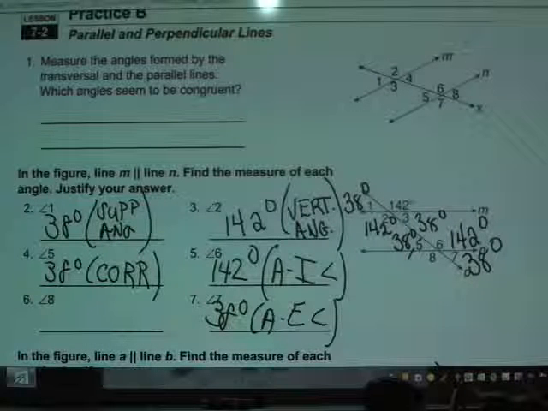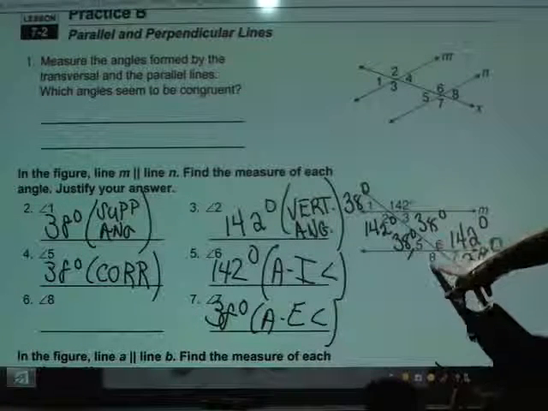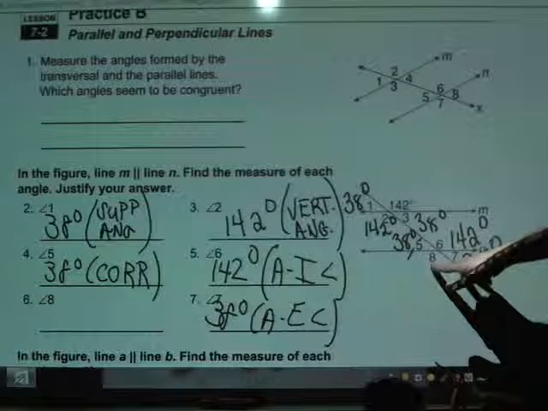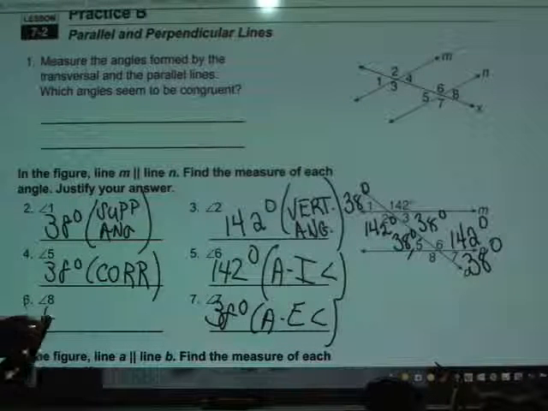Number 8, there's a lot of ways we can get 8. We can do the alternate exterior thing. We can do supplementaries, but let's pick the easy one. Let's go with the verticals again. It's across from 6 in that X shape. So since this is 142 degrees, this one also must be 142 degrees because it's in the vertical angle set.